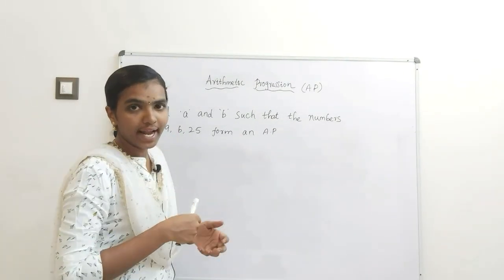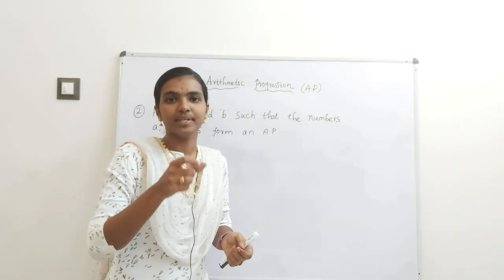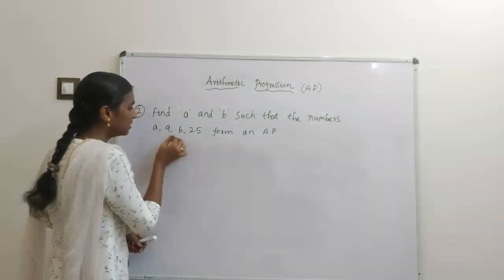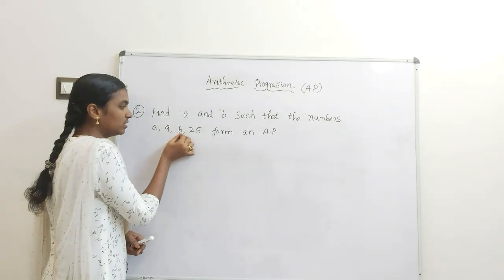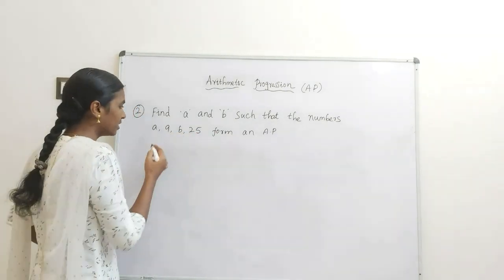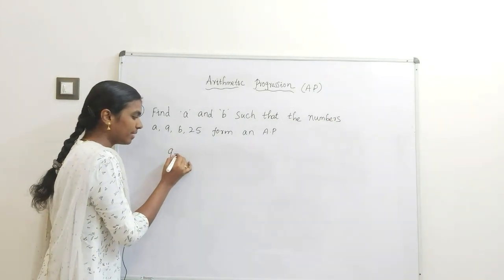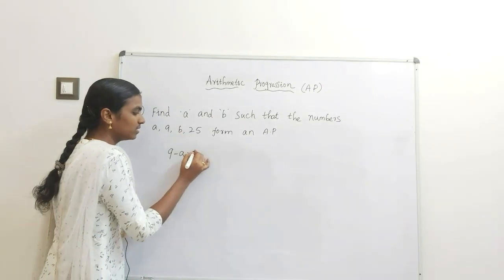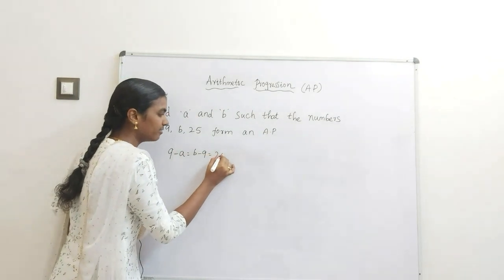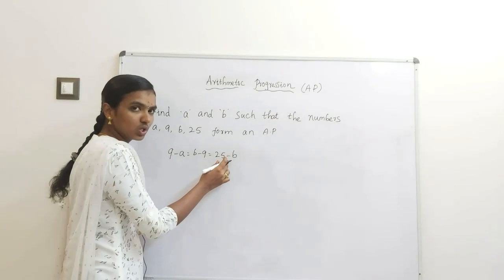So for finding a and b value, we know the condition. What is the condition? The difference between two consecutive terms is constant. That is, term 2 minus term 1 equal to term 3 minus term 2 equal to term 4 minus term 3. Now apply the condition here, we will get the answer. So second term minus first term, 9 minus a, equal to third term minus second term, b minus 9, equal to 25 minus b. Now I am going to compare the last two.